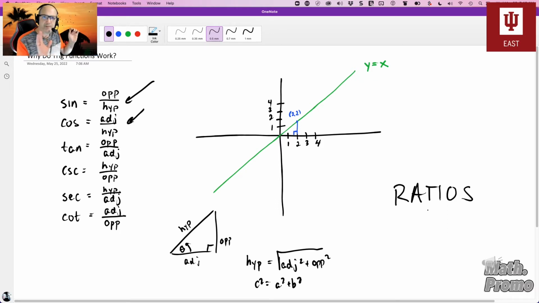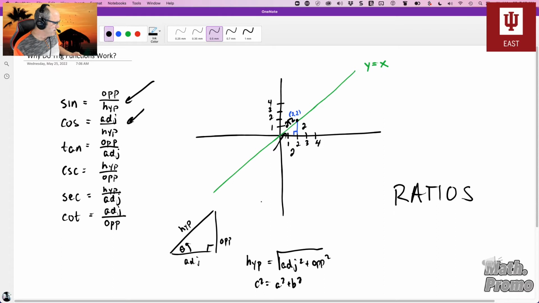So let's look at a triangle, and we're almost done, don't worry. What we have here is a y equals x line, and we're going to draw a triangle by going to the point 2, 2. So this side is going to be 2, this is going to be 2, and the hypotenuse is going to be 2 square roots of 2. Good enough? It's a 45-degree angle if we look at the angle in here.